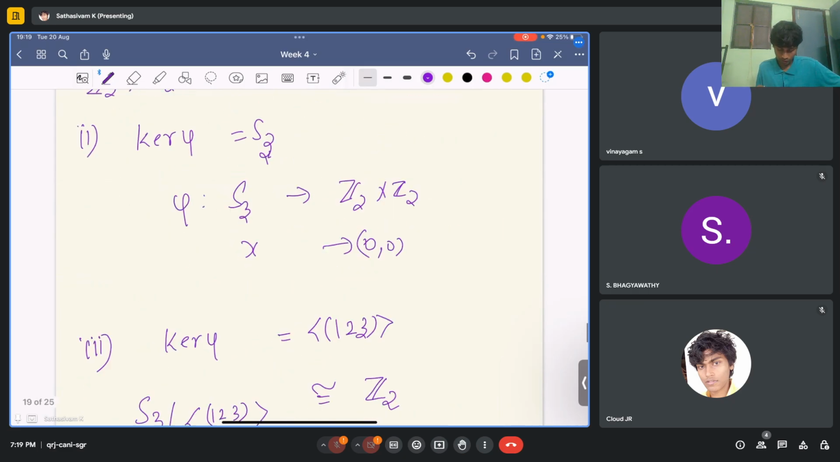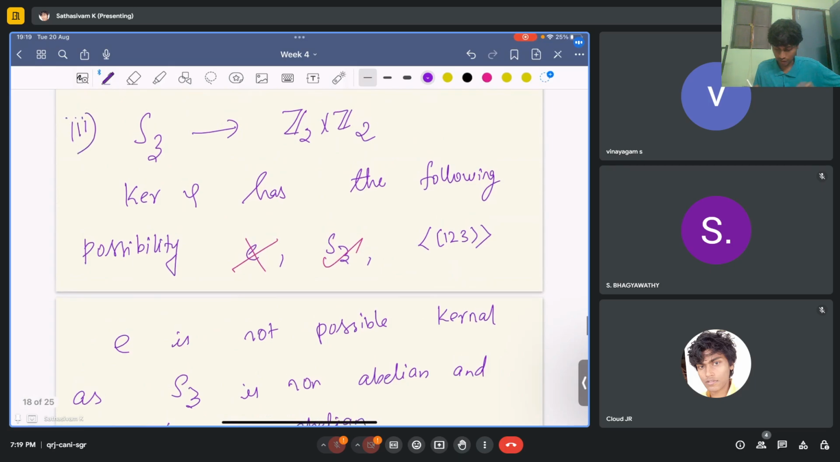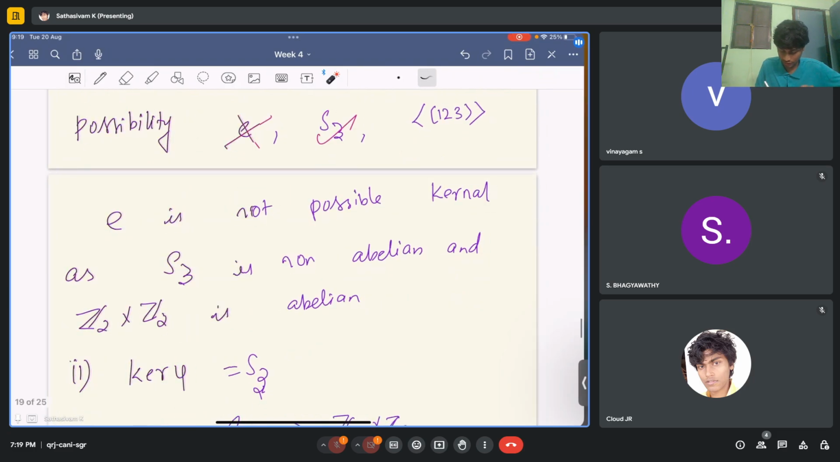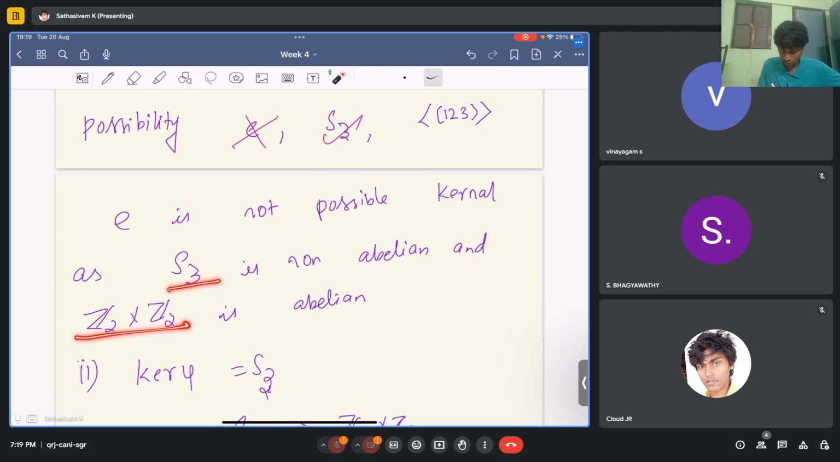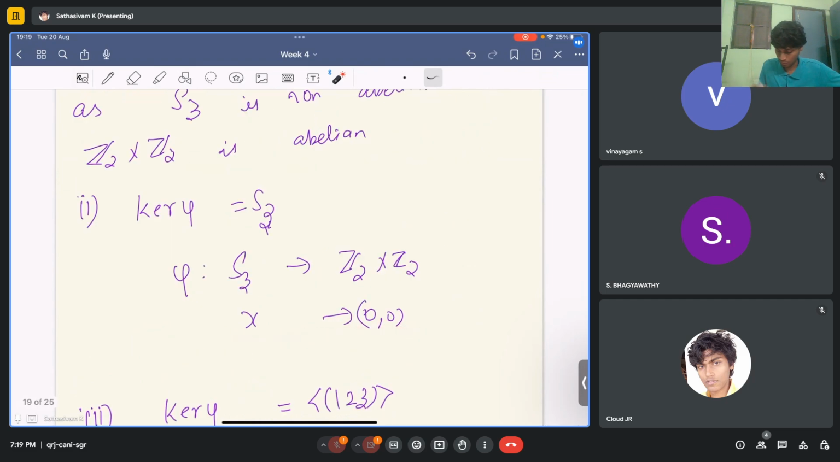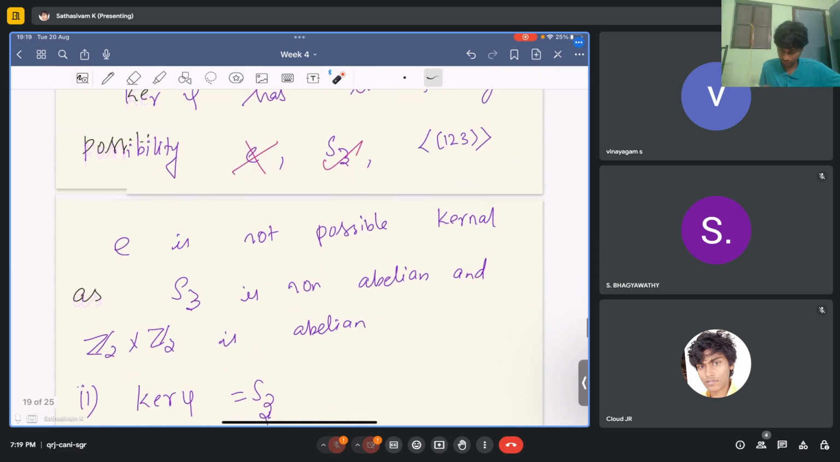Okay. So since I think he came back, I will just recall once more, a little bit, fast. See, we want to find the number of homomorphisms from S3 to this group, right? So the possible kernel is only these three. And we have seen this is not possible, the same argument you do. S3 is non-abelian and this group is abelian, so E is not a possible kernel. S3 is a possible kernel and the map is just given by the trivial map. Take every element to 0. In this case, 0 is (0,0).